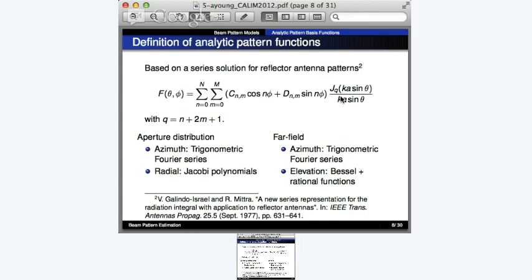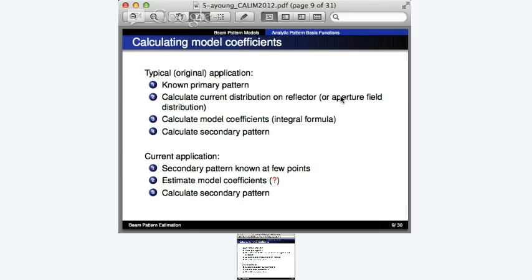So in the original application, we know the primary pattern, and as an antenna engineer, when I refer to primary pattern, I actually mean the feed that illuminates the reflector, which I notice is actually different from the radio astronomy perspective. But in any case, from that, calculate the current distribution on the reflector or the aperture field distribution. Use that to calculate the model coefficients, and from that, calculate the secondary pattern.